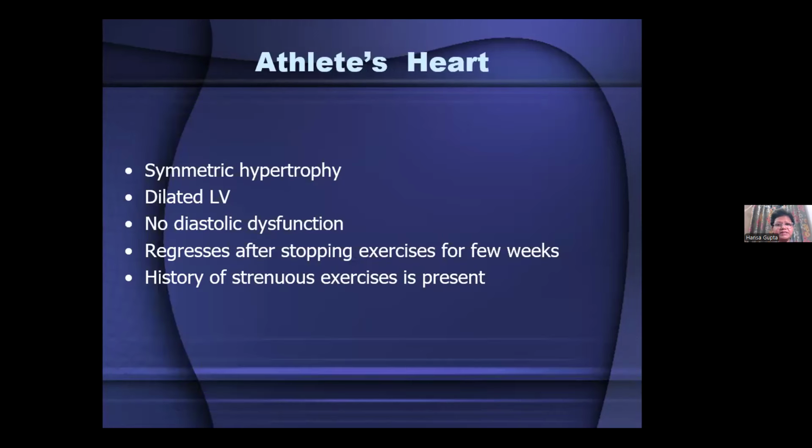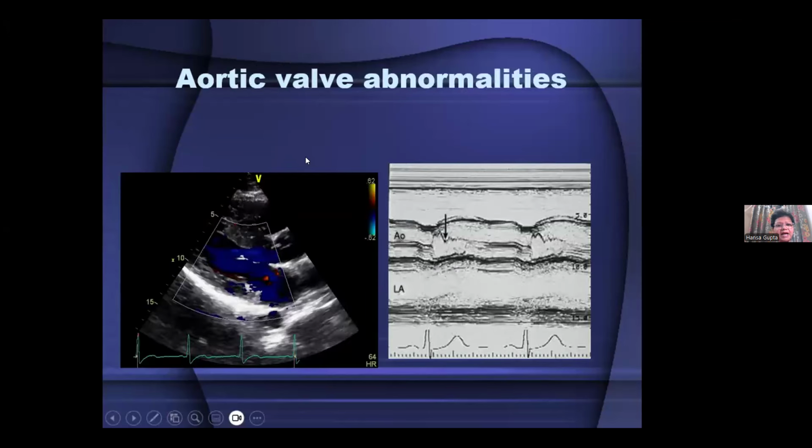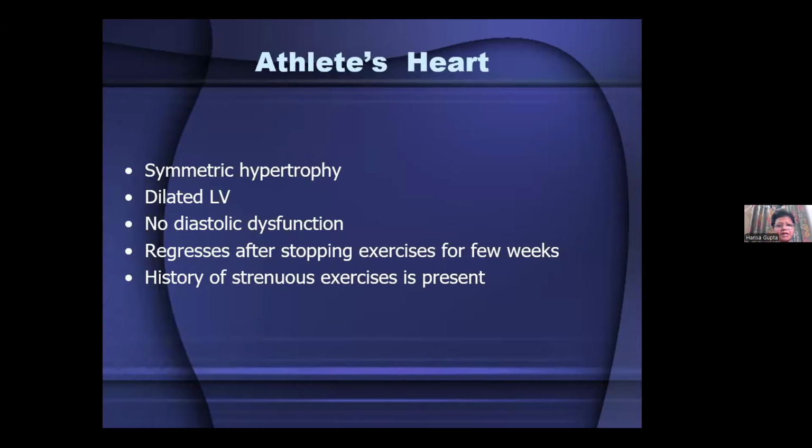There's another entity called athlete's heart. You all must know it. Here also one controversy comes. In athlete's heart, the hypertrophy is symmetric and the muscle thickness is not extreme. This is a mild hypertrophy. The important thing is that the LV is mildly dilated, meaning the diastolic volumes are increased, whereas in HCM, the volumes are low.